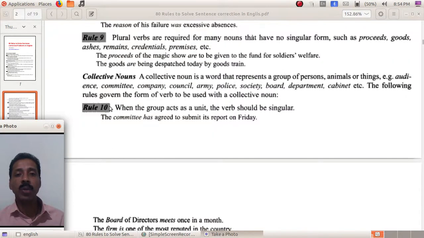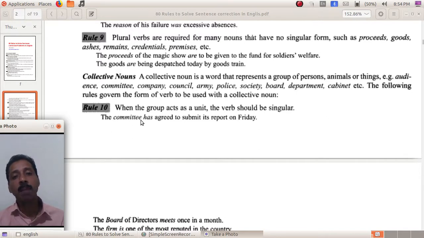Then collective nouns. A collective noun is a word that represents a group of persons, animals, or things: audience, committee, company, council, army, police, society, etc. The following rules govern the form of verb to be used with a collective noun. What is that? When the group acts as a unit, the verb should be singular. What's the meaning of that?